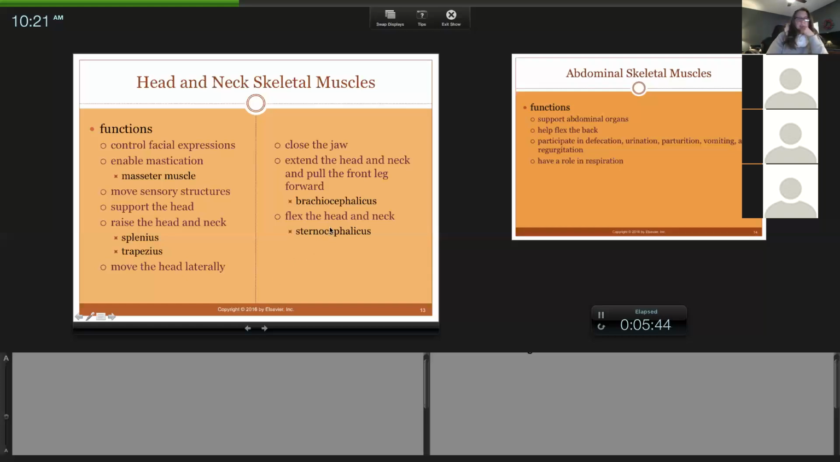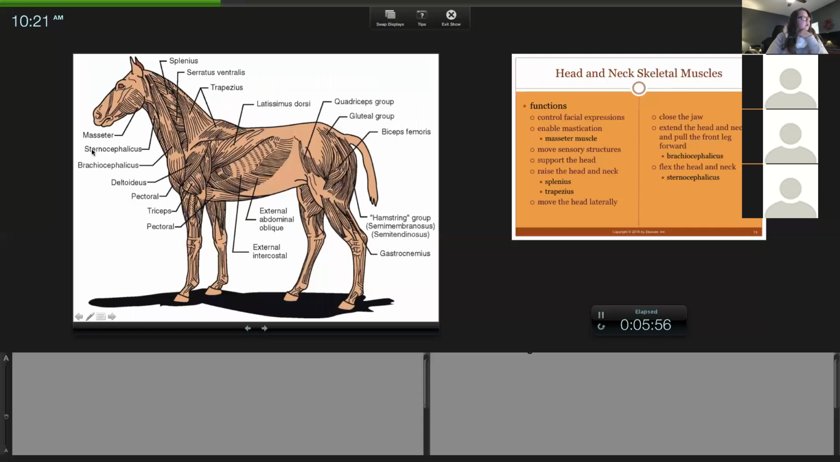And then flexion of the head and neck is sternocephalicus. And this is origin, insertion, name. If I go back, flexing the head and neck, here's sternocephalicus. That kind of goes underneath here. It attaches at the sternum, origin, insertion, inserts at the cephalicus. Now the sternum isn't going to come up towards the head. It's going to take the head and it says flex, because the muscle is going to pull insertion towards origin, which is the sternum.